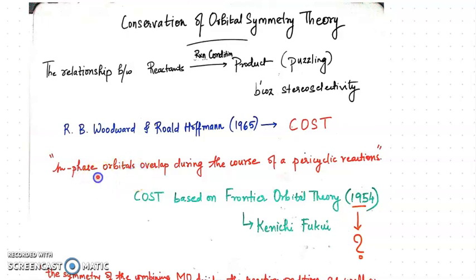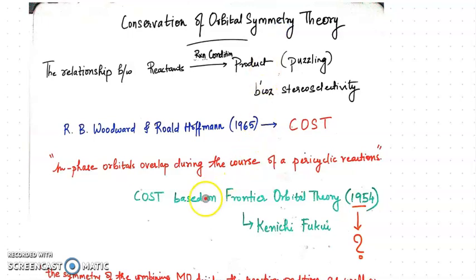This in-phase orbital overlap is actually deciding the configuration of the product that is formed. So that is why this definition holds, that is the in-phase orbital overlap during the course of a pericyclic reaction. So this is the basic definition for this theory, that is conservation of orbital symmetry theory.